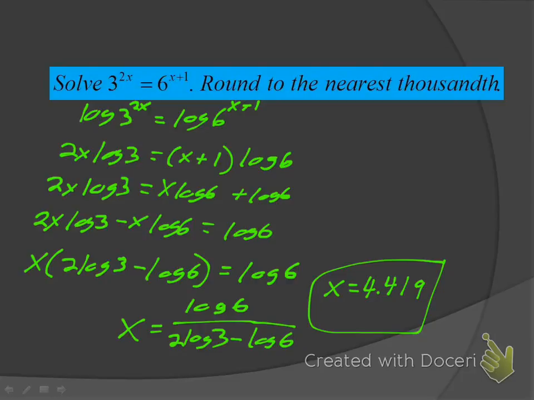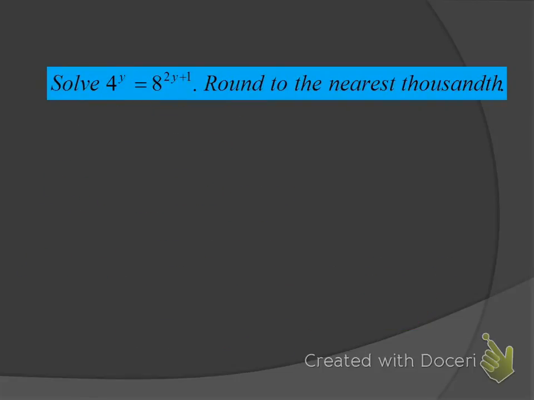Okay, we got one more question for you guys to work out, and then we got one more quick topic to talk about because it's honestly kind of irrelevant to the majority of you, but I do need to mention it just so you guys have seen it before. So here's the question that's left. Solve 4 to the y power equals 8 to the 2y plus 1 power.